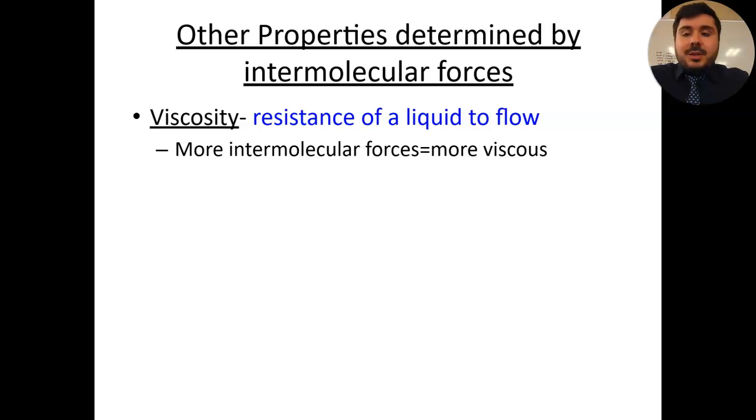Plain and simple, if a substance is very viscous, that generally means it's going to be slow moving. So think of a substance like water. Although water has a lot of different types of intermolecular forces, more namely hydrogen bonding, it's not a very viscous liquid. It's not very slow moving. It's very easily poured out of its containers.